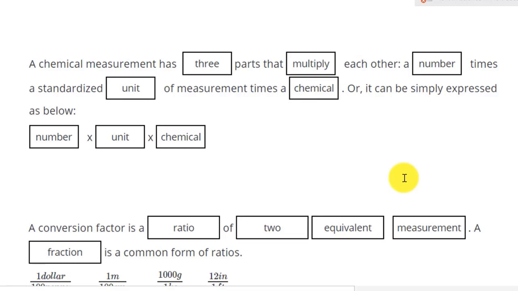In this lesson, we are going to learn one of the most important concepts in science, and that is called conversion factors. And how do we use conversion factors in measurement and chemical analysis in chemistry?